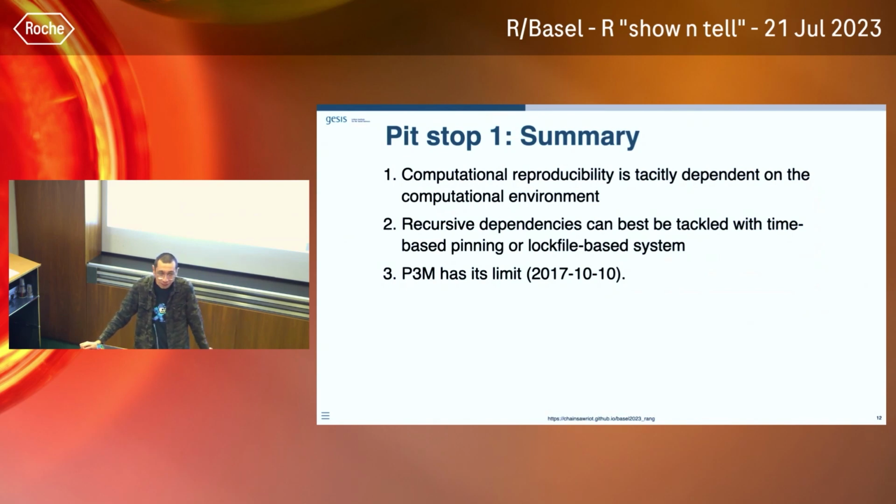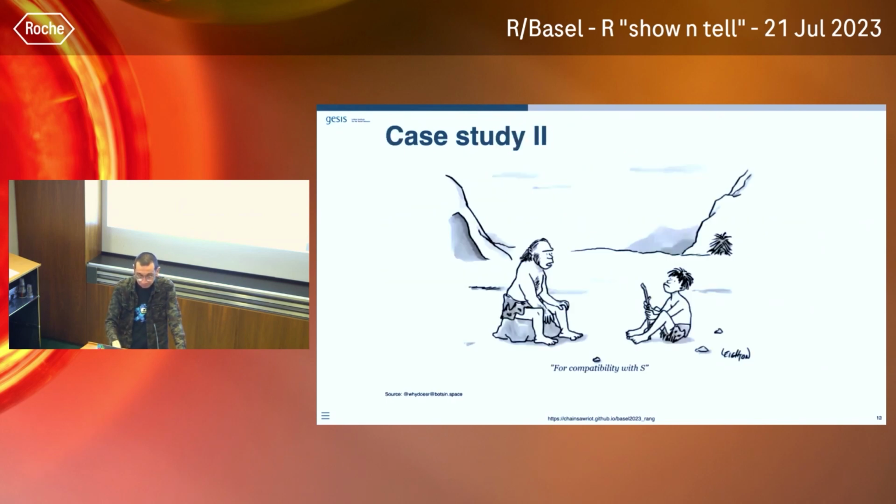And if you use rm, it also generates a log file. But unfortunately, for the dplyr case, this one doesn't work because P3M has this date-based limit, which cannot go any further than this one. But if you have a new project, P3M is a good solution to this kind of problem.